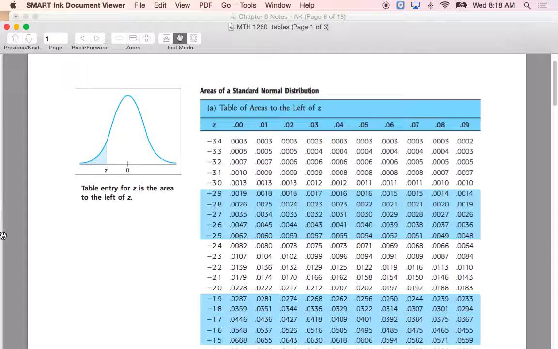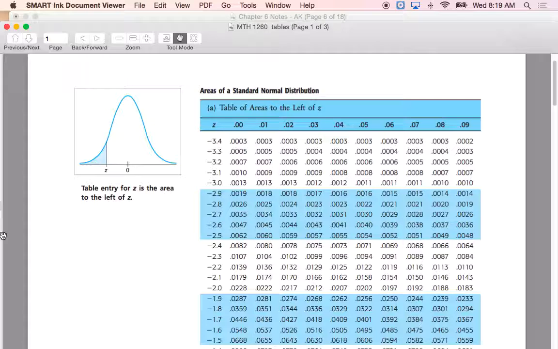When we go through this, the numbers inside of your chart, if you read the little picture over here on the left, it says, table entry for z is the area to the left of z. So all of these probabilities in your table represent the probability of being to the left of your number. You have to remember that. It's very important. Every single one of these represent to the left of your z. We have to do some manipulating if the problem says find it to the right of your z. So you need to make sure you pay attention as to if they want left, right. Sometimes they'll even say in between two values.